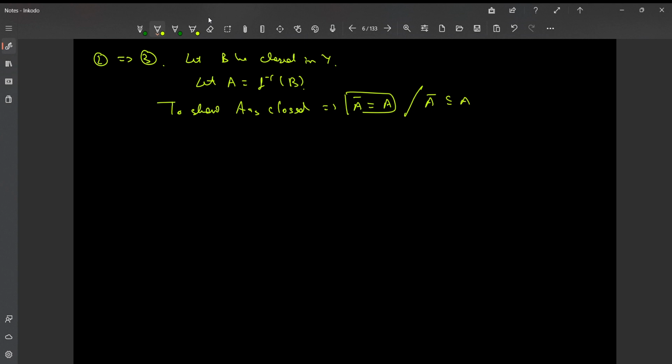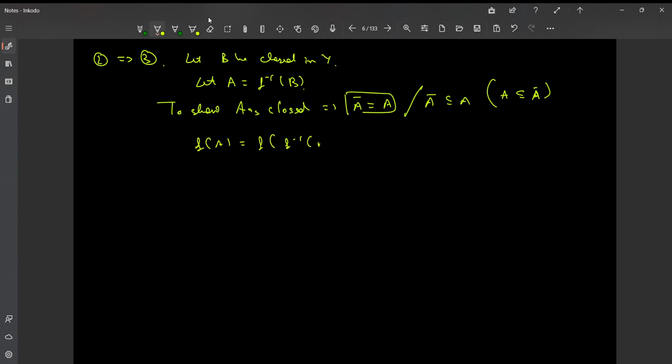That is to show A is closed, which implies that the closure of A equals A, or we can simply prove that the closure of A is contained in A, because by definition A is contained in A closure. Remember, the definition of A closure is the intersection of all the closed sets containing A, so A is trivially inside the closure of A. To show that they are equal, we just need to show the closure of A is contained in A. So let's try and prove that.